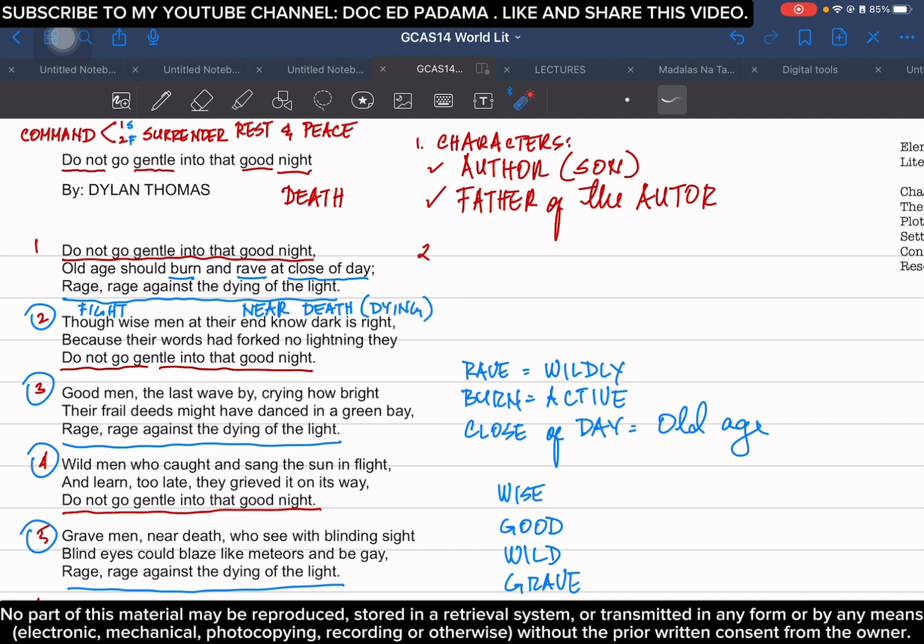Because their words had forked no lightning. Kahit na anong talino nila, kahit na anong galing nila, whether they like it or not, these wise men will still die. Okay? So let's use wise men as people who are knowledgeable, intellectual. Okay?